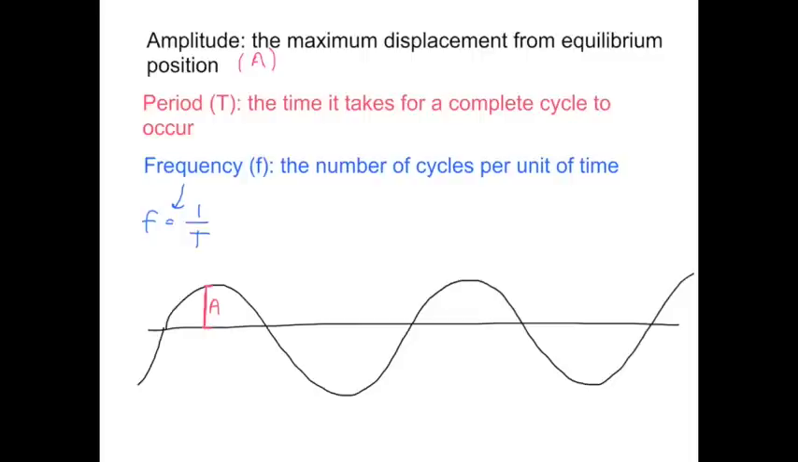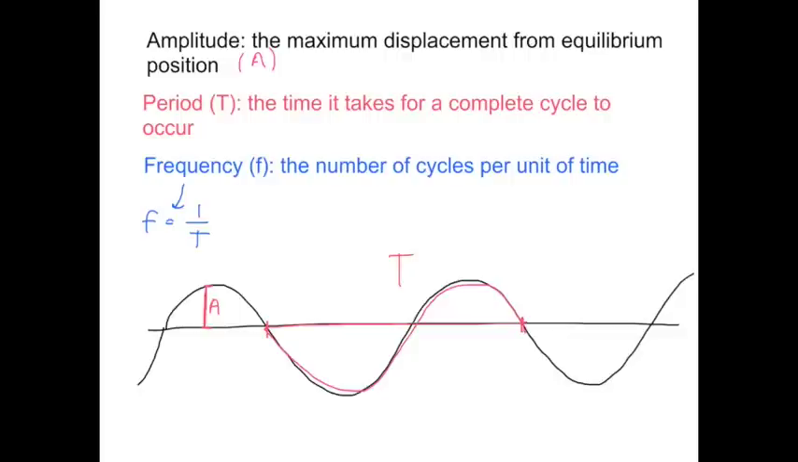The period is the time it takes for a complete cycle to occur. So a complete cycle for this wave would be from this point to this point. That's where the wave completes one full pattern of sort of this S shape before repeating and forming more S shapes later on. Whatever time it takes for this to occur is expressed as T, that's the period.